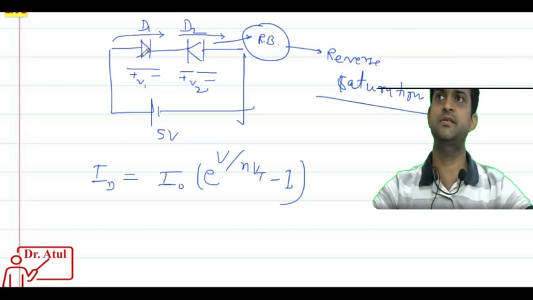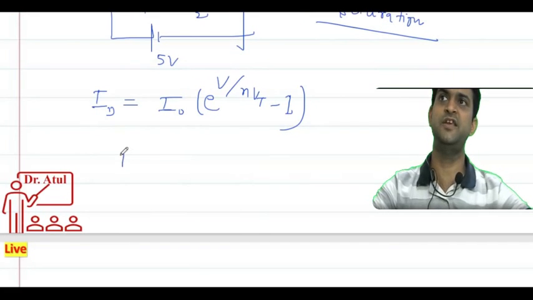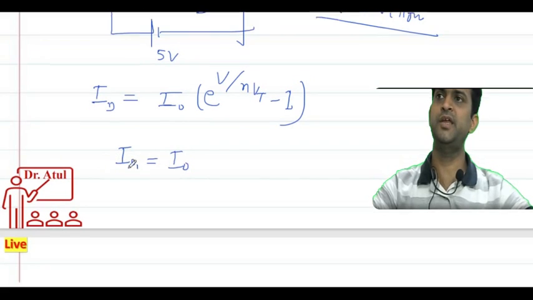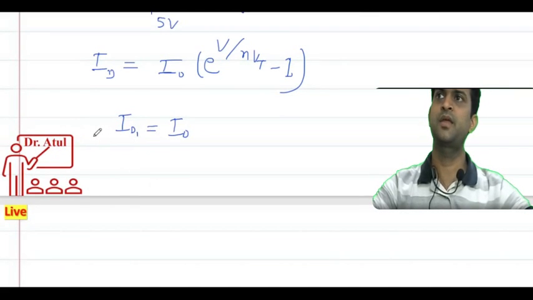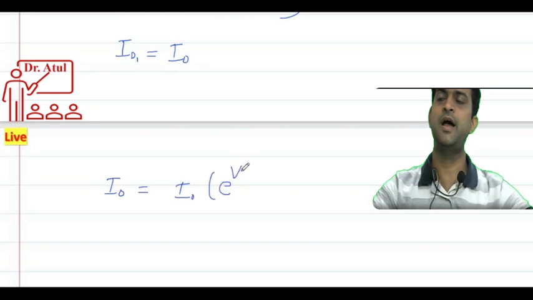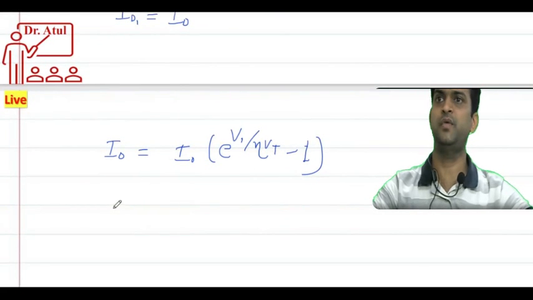As both diodes D1 and D2 are made from the same material, the reverse saturation current of D1 and D2 will be the same. Therefore ID1 will be equal to I naught only. As ID1 is equal to I naught, the equation becomes: in place of ID we can place I naught, so I naught equals I naught e to the power V1 upon eta Vt minus 1, where V1 is the voltage applied across diode D1.